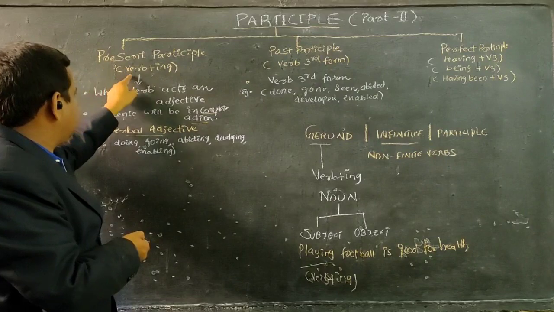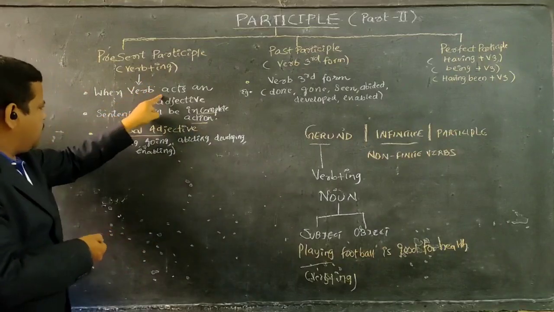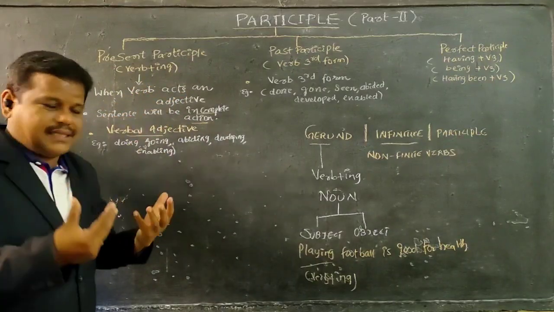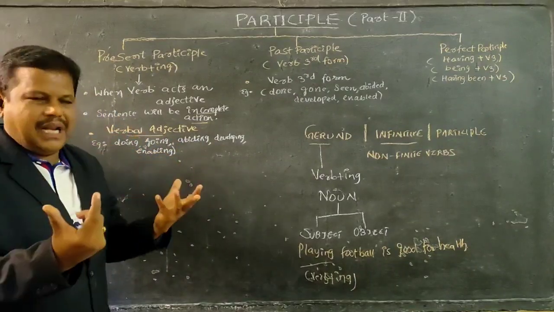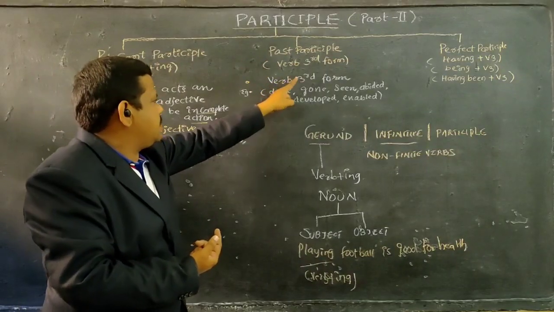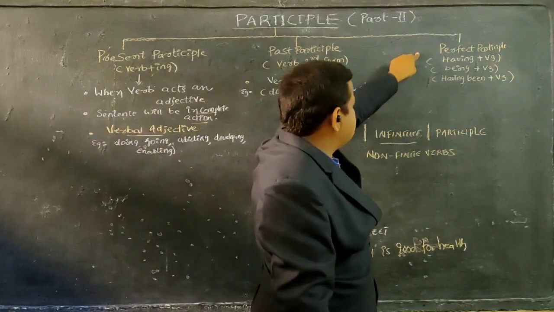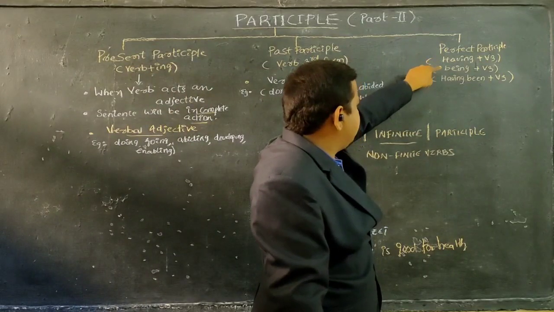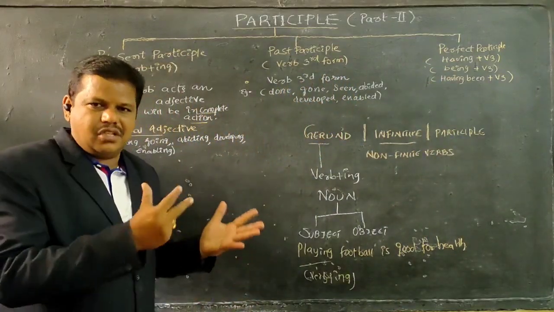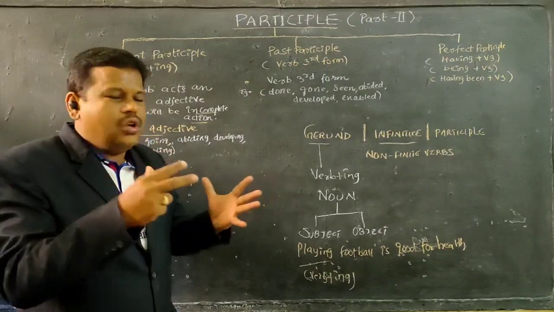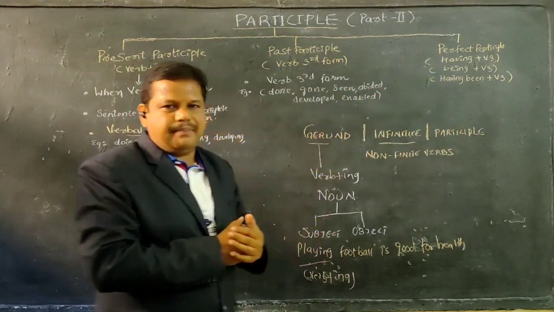They are present participles, which are in verb plus ing form. In that there is a very important thing: the verb acts like an adjective, and if you see that the sentence is an incomplete action, they are called verbal adjectives. Past participles are the third forms of the verbs, which we just discussed, and perfect participles are of course three types: having plus V3, being plus V3, having been plus V3, which are generally used in active and passive forms. So these are a few differences between present participle, past participle and perfect participle.